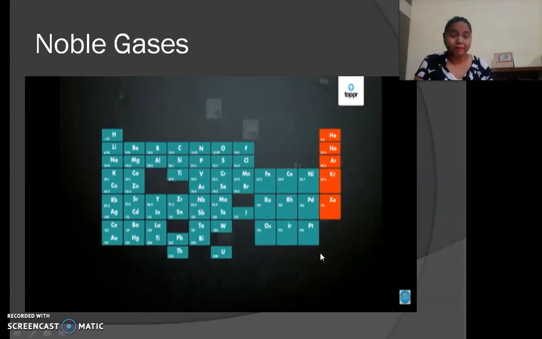Next is noble gas. Yes, you remember the disaster that noble gas had caused during Newland's octave? But this time, the problem of noble gas was completely solved. Noble gases were easily placed without disturbing Mendeleev's periodic table.